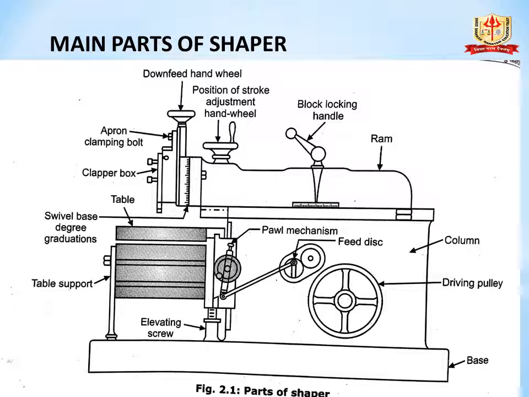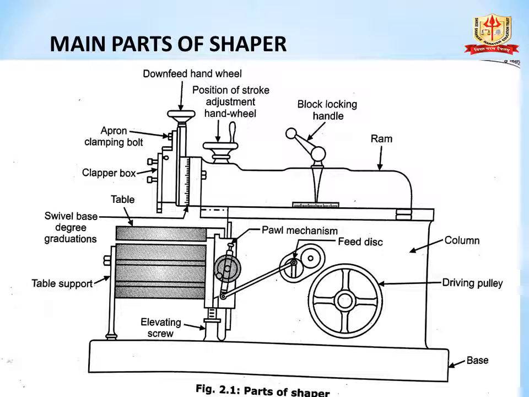In this slide there is a two-dimensional view of the shaper machine and the main parts of shaper machine. Starting from the bottom, the first main part is the base. The base of a shaper is a heavy and rigid cast iron part used to support all fixed and moving parts of the machine. It absorbs the vibration and takes up the entire weight of the machine.